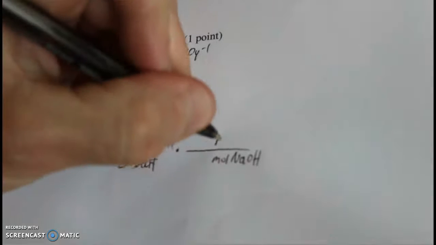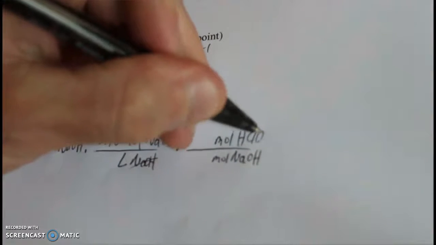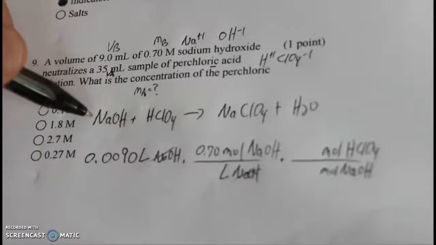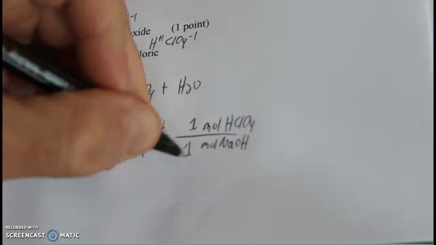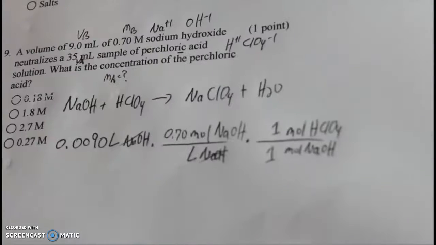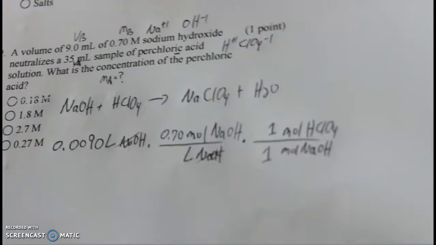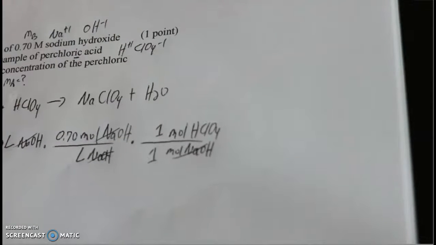So I have moles of NaOH on the bottom, and I'm going to end up putting moles of HClO4 up top. Now we get the value for that from the balanced equation. It's 1 mole of sodium hydroxide to 1 mole of perchloric acid. It's a 1-to-1 ratio. So that's why I get this 1-to-1 ratio here. If these coefficients were not 1-to-1, this is the step that would take that into account. So now moles of NaOH cancel out. What I'm left with right now is moles of HClO4.